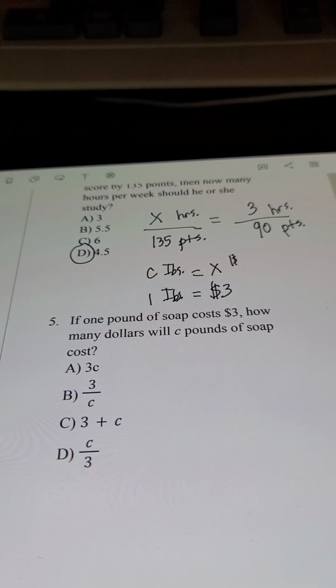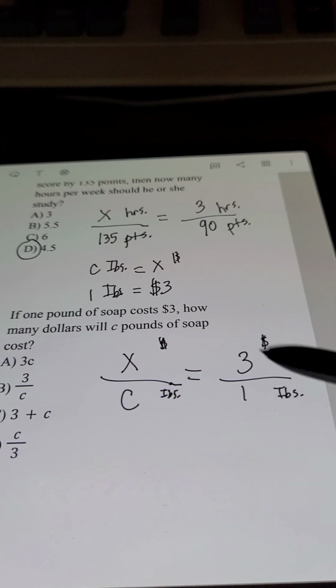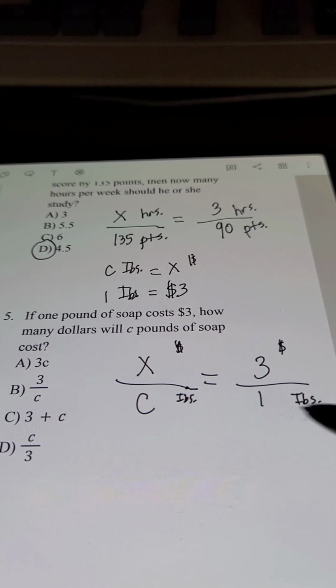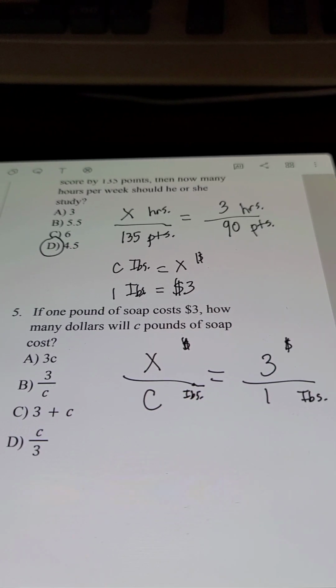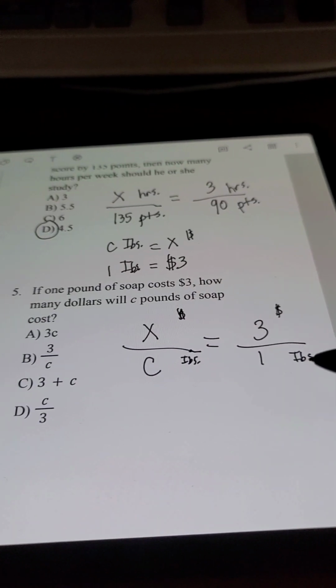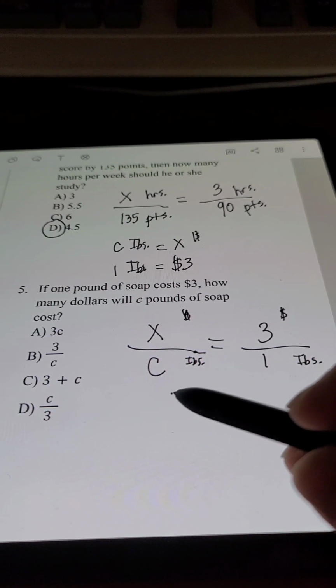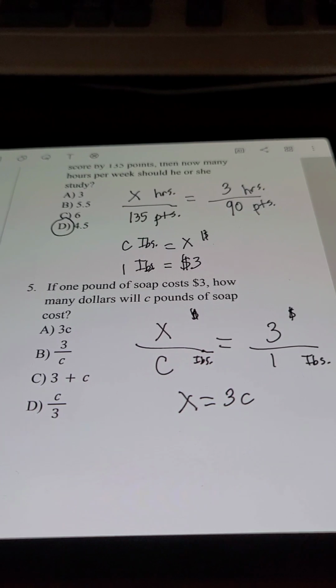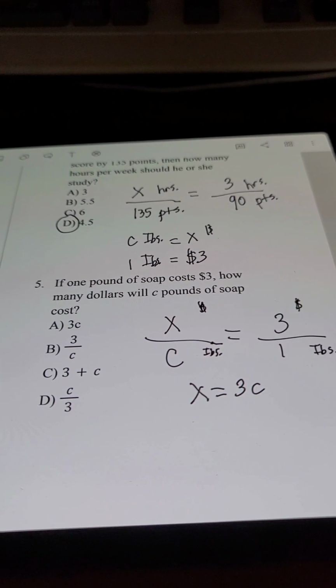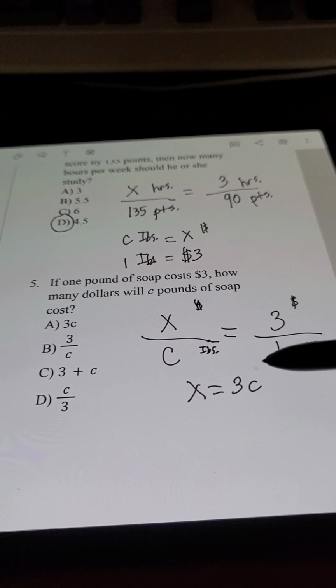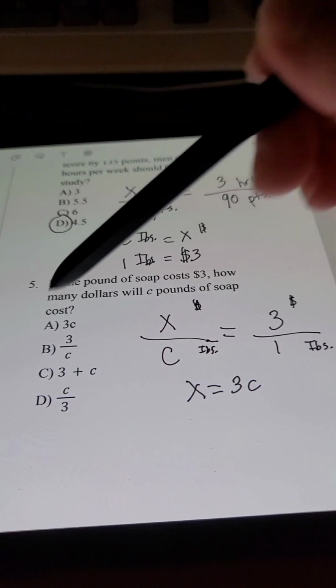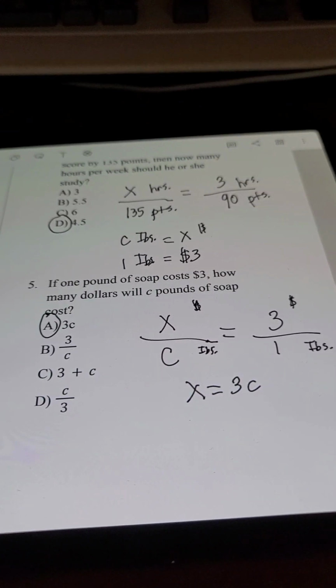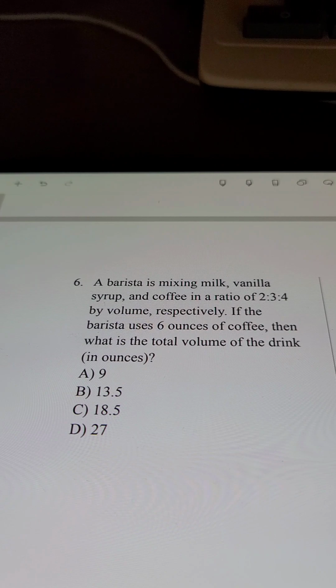So let's set this up. When I set it up, remember I have matching units on top, matching units on bottom. So this is what it looks like. Now I'm going to cross multiply. 1 times X is X, 3 times C is just 3C, or C times 3, whatever you want to do. So I get that X is equal to 3C, so the correct answer should be A. Okay, pause to read number 6 if you haven't already.